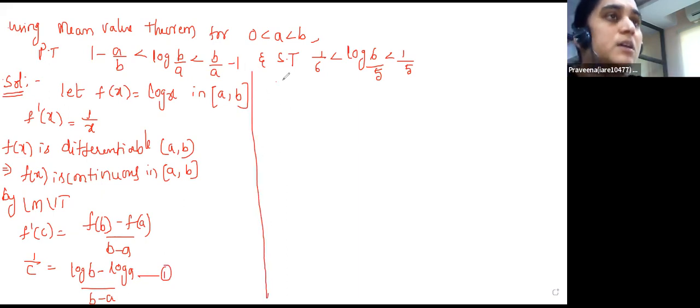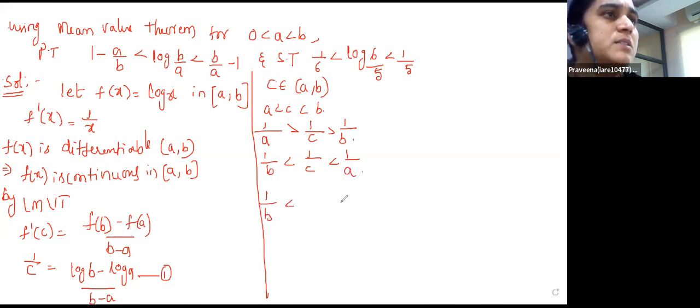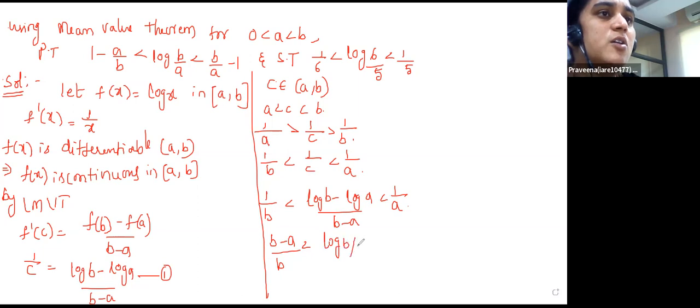Here c belongs to (a, b). From that, a less than c less than b. Let's take the reciprocal of that, that is 1 by a greater than 1 by c greater than 1 by b. From that, 1 by b less than 1 by c less than 1 by a. That is 1 by b less than, what is 1 by c? Log b minus log a by b minus a less than 1 by a. From that, b minus a by b less than log b minus log a, that is log b by a, less than b minus a by a.